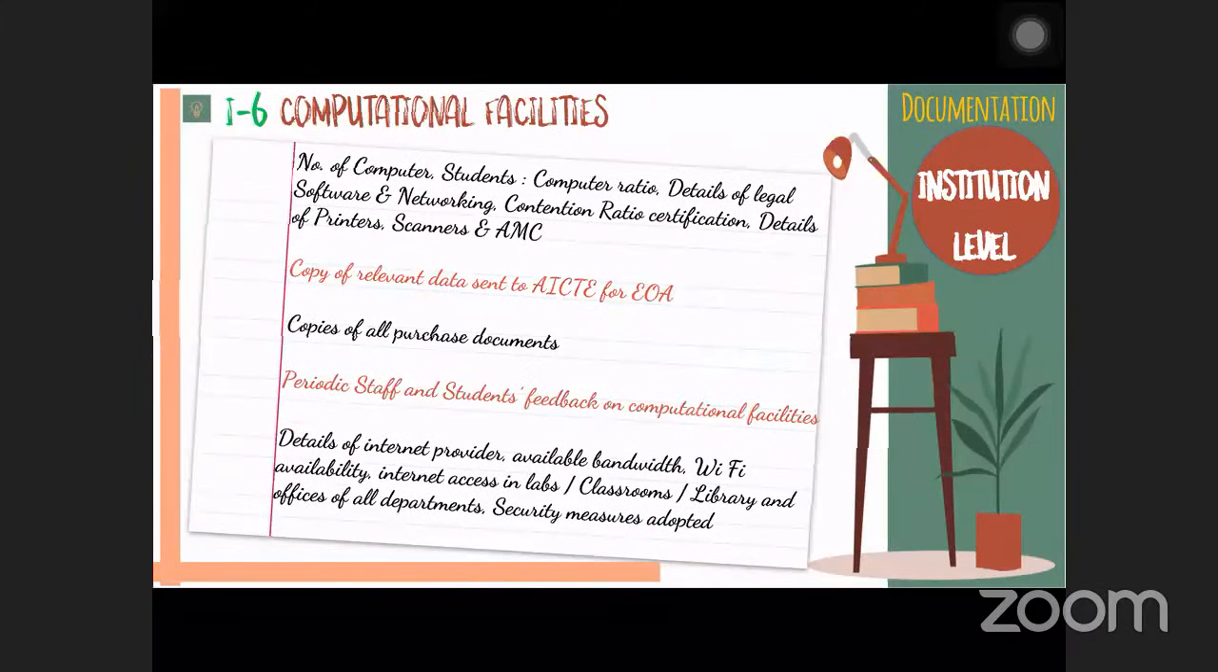Then the next is computational facility. This file basically documents all the evidences which are related to the computational facilities, such as number of computers, student to computer ratio, details of legal software, networking, and contention ratio certifications, then details of the number of printers and scanners available at the institution level. So all such evidences related to computational facilities will go into this file.